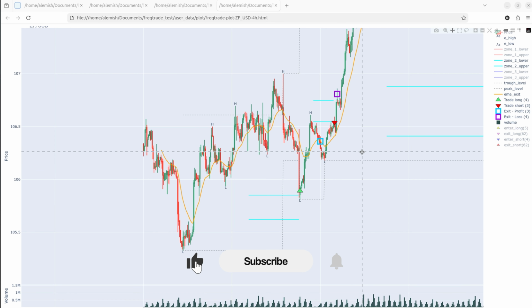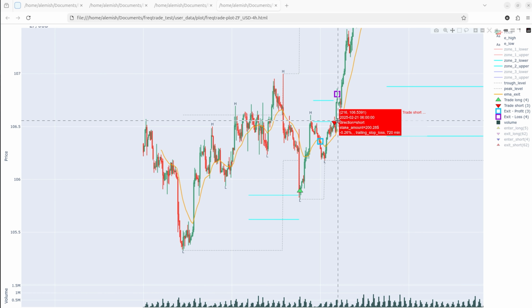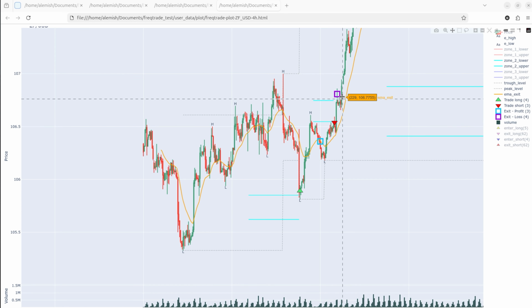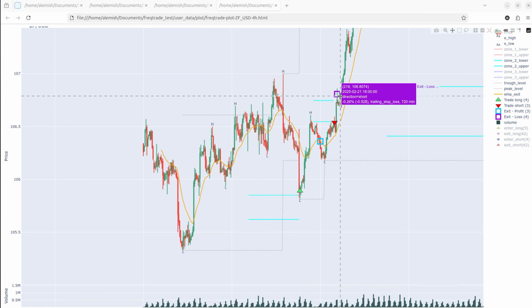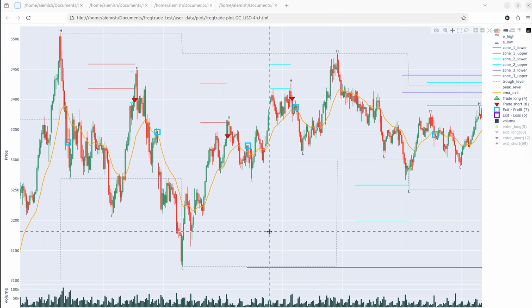Next, we had a downtrend, so we had the same situation but for short, but the price continued to go up, so we had our stop loss triggered and lost a little bit of money. Now let's check another example on the 4 hour time frame.